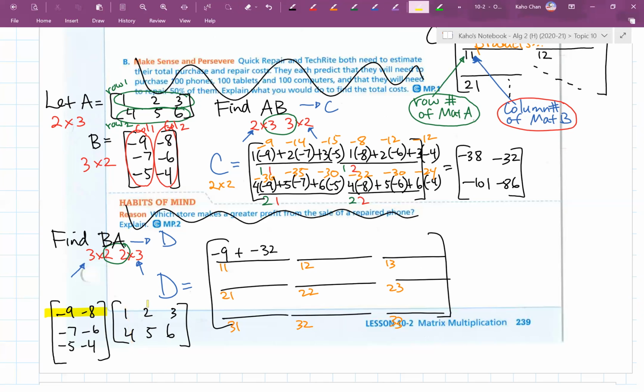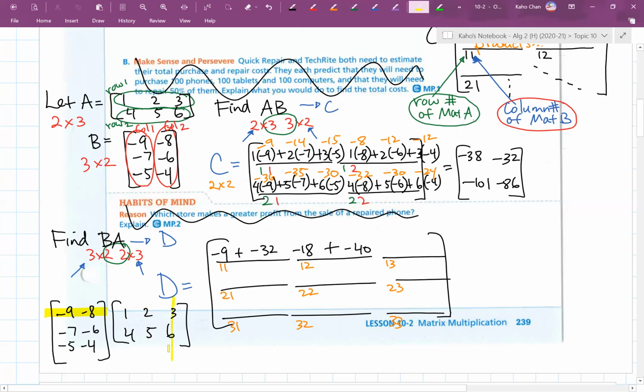Row 1, column 2. Here we go. Negative 9 times 2. And there's only 2 products here. That's very nice. Plus negative 8 times 5. Great.